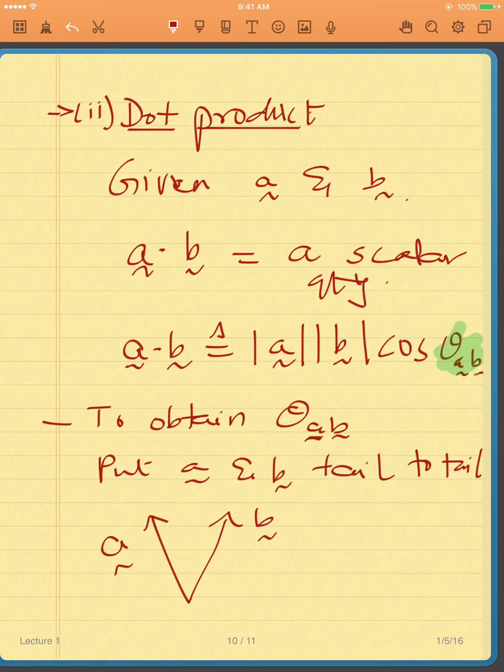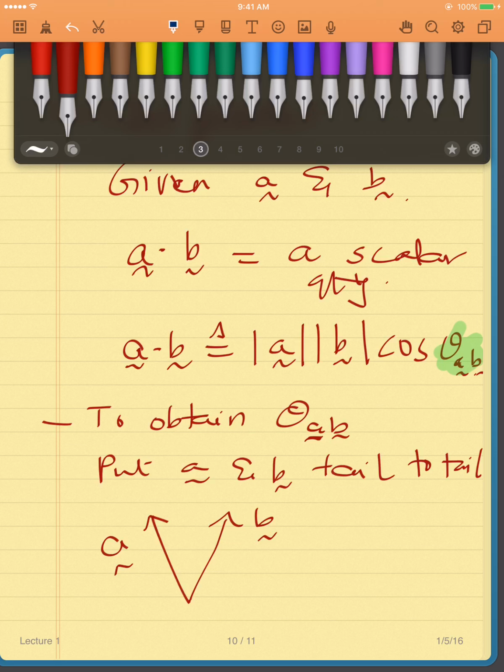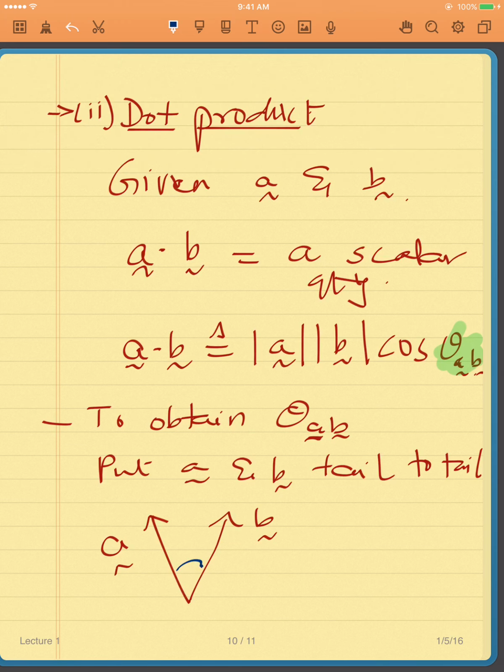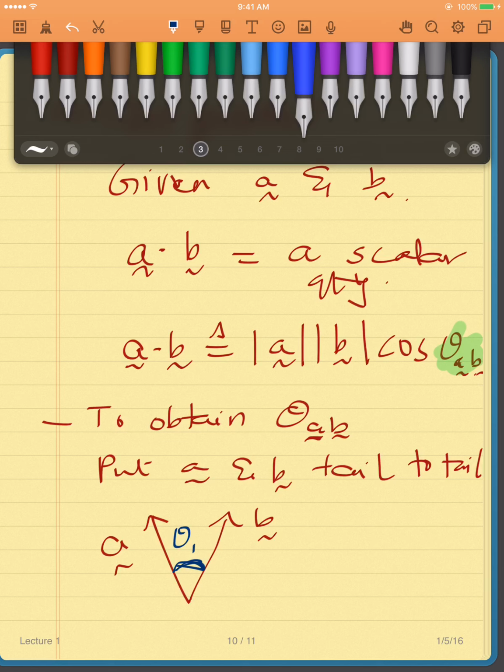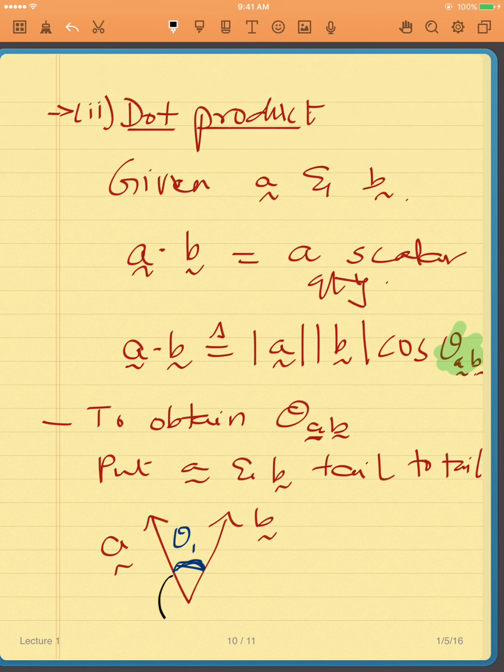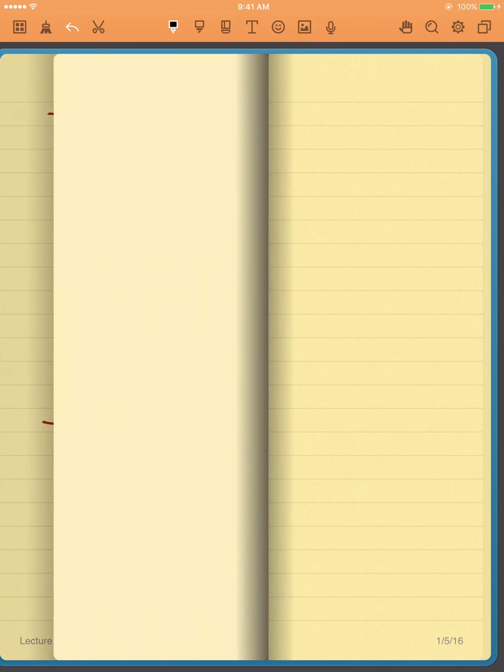Then there are two angles that exist at this point. One is this angle here, which is the smaller of the two. I'll call that theta 1. And then there is the bigger one, this one over here, right? That one is called theta 2. So how do you choose theta AB? Well, convention has been established, and you always choose the smaller of the two angles between A and B.